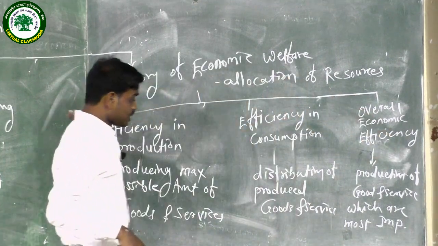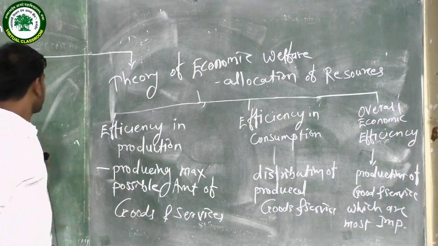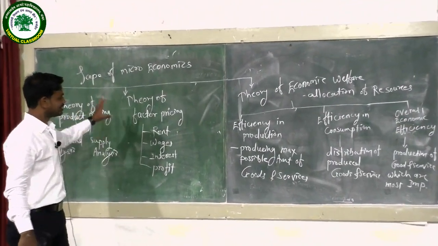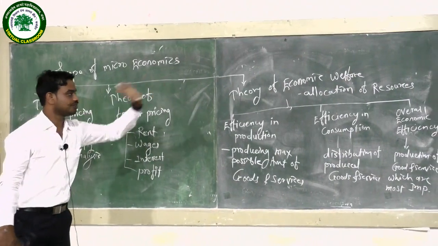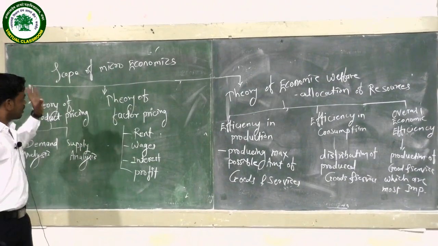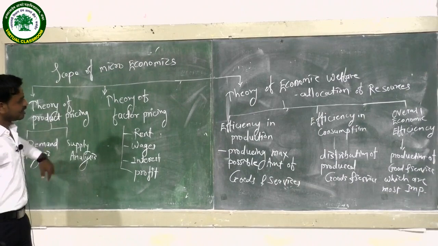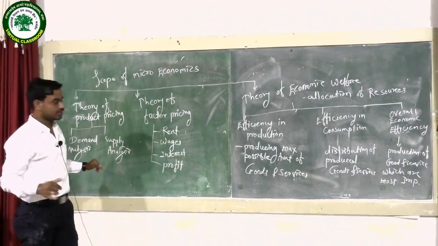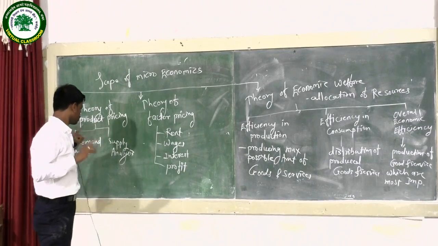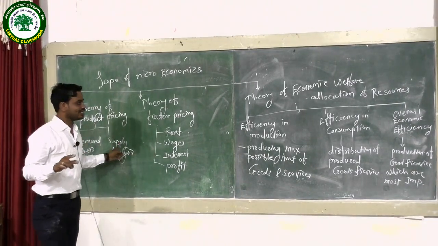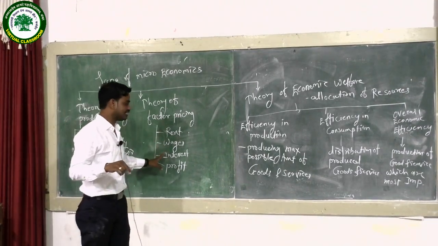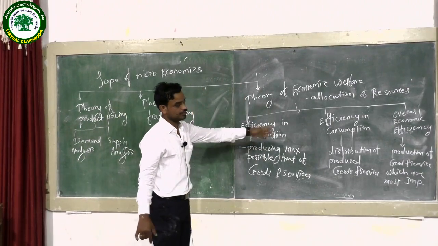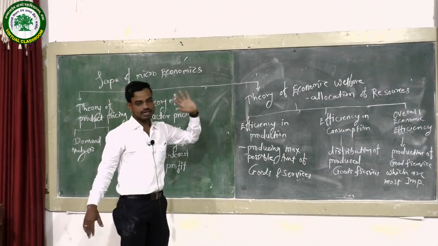So in this point we study three topics. First of all, the scope of microeconomics: theory of product pricing, theory of factor pricing, and theory of economic welfare. Remember one thing, from the blackboards you should remember some concepts. In the first concept, theory of product pricing, you should remember demand and supply. Second, rent, wages, interest and profit. And third, efficiency in production, efficiency in consumption, and overall economic efficiency.